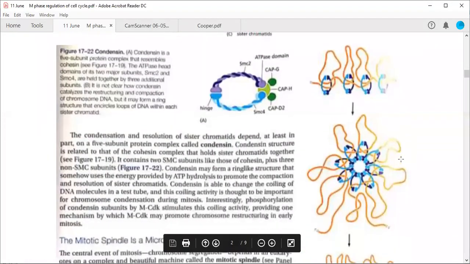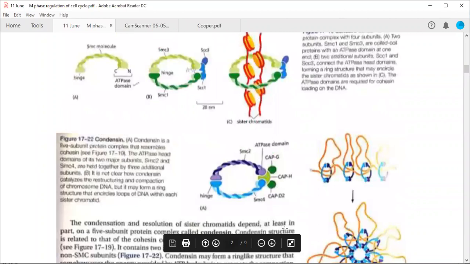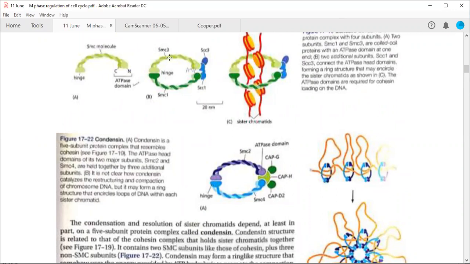Now we are moving to condensins. So you will get the difference. If you want to compare, I am putting it here. So here it is an SMC molecule. Here also there is an SMC molecule, but here the SMC molecules are 1 and 3. Here the other homologues or isoforms of this SMC, called SMC2 and SMC4, are present. So remember, SMC1 and SMC3 are making your cohesins. SMC2 and 4 are making your condensins.